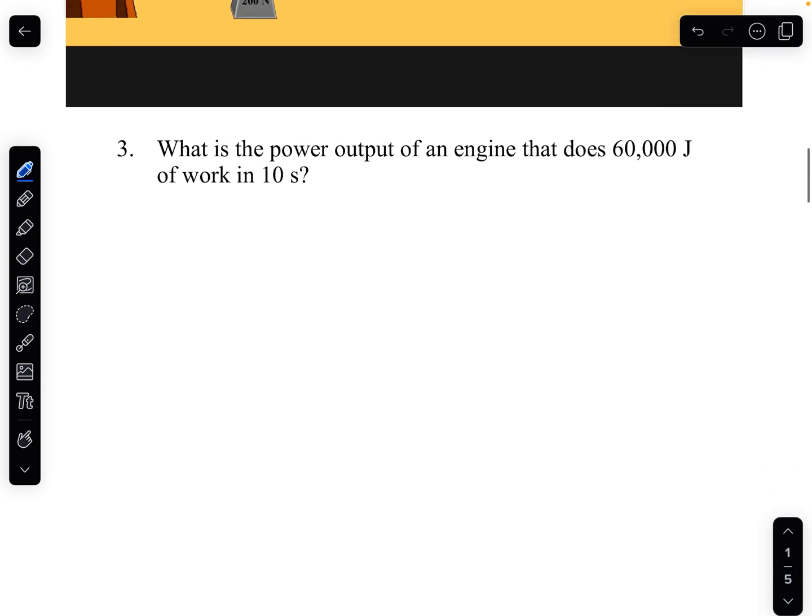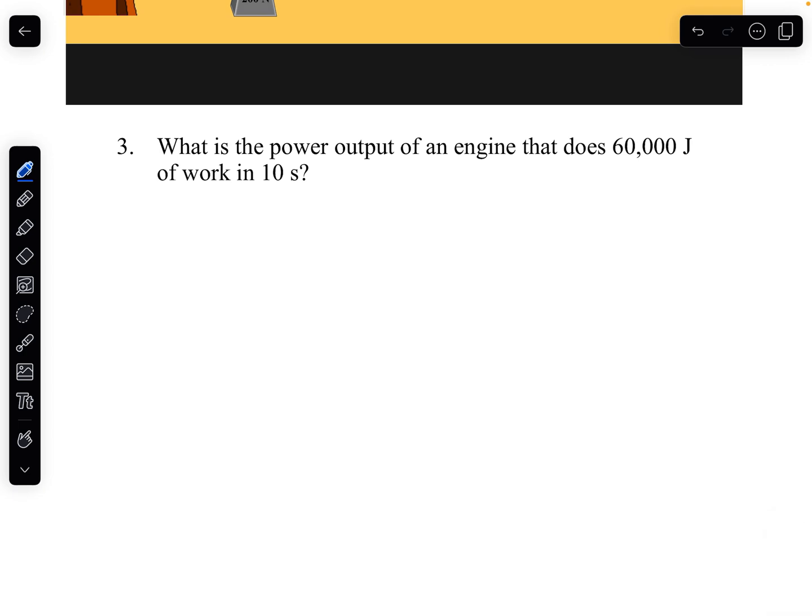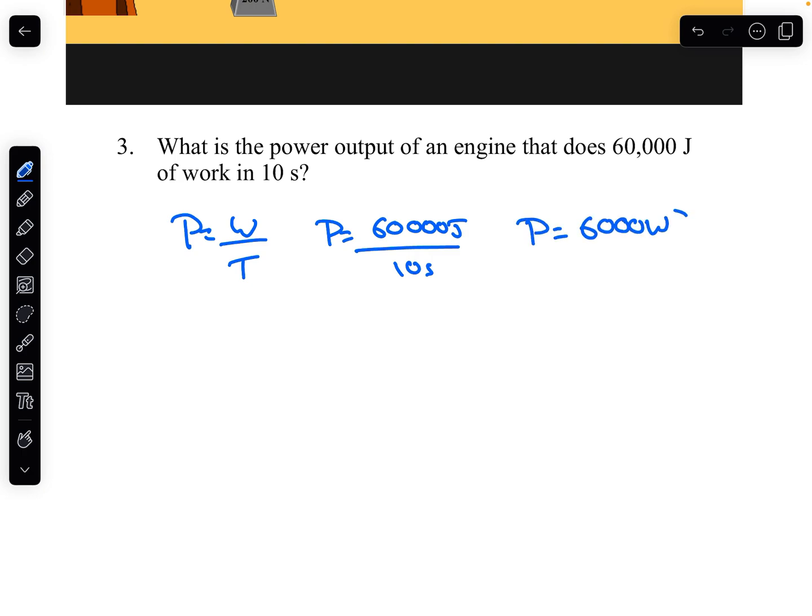Number three, what is the power output of an engine that does 60,000 joules in 10 seconds? Again, power is work over time. We're given the work is 60,000 joules, and we're given the time is 10 seconds. 60,000 divided by 10 will give us a power of 6,000 watts. Again, that just means 6,000 joules of energy are converted per second. 6,000 joules per second.